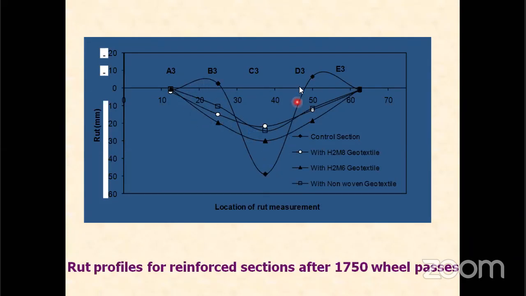This is the control section, and this is the rut of the control section. When a coir geotextile with H2M8 is put, this is the rut we have obtained, and we have tried with the H2M6 also, and also with the non-woven geotextile. Here also, the non-woven geotextiles are slightly better. It is somewhat the same as H2M8, only a slight variation we can say. So here also, non-woven geotextile or H2M8 will give you better results than H2M6.